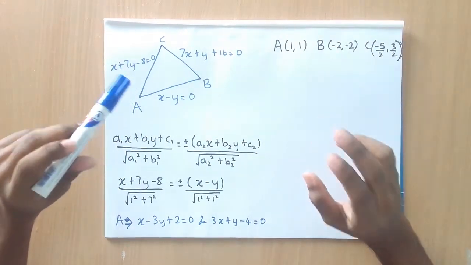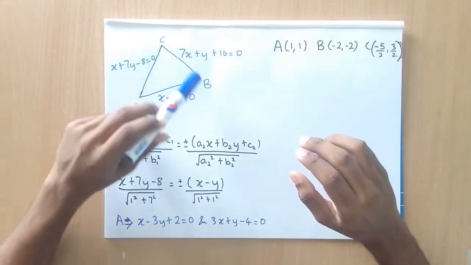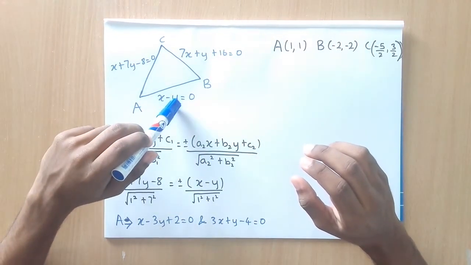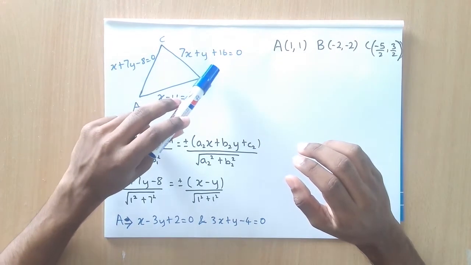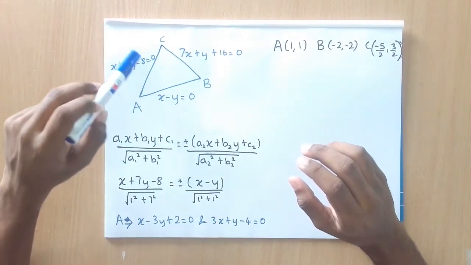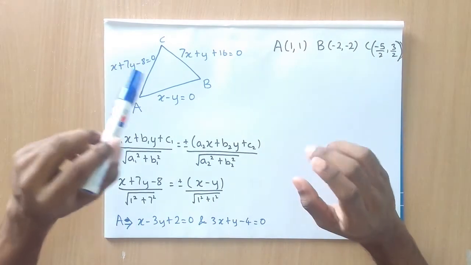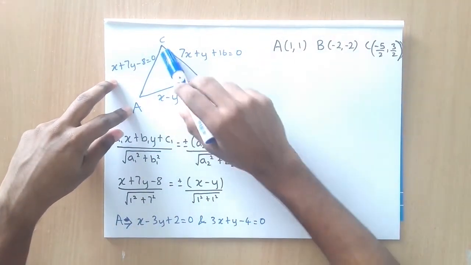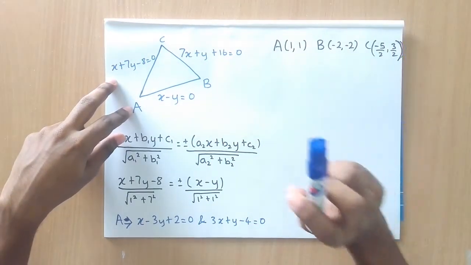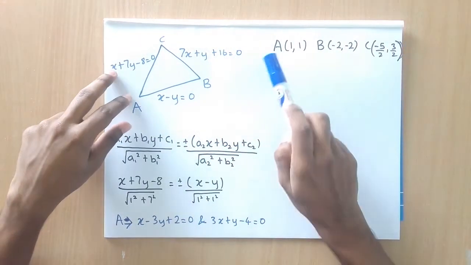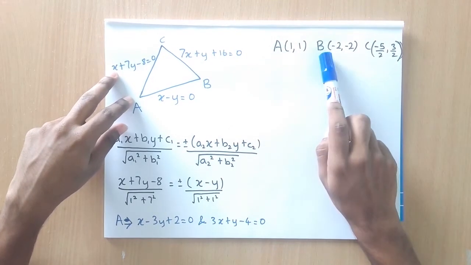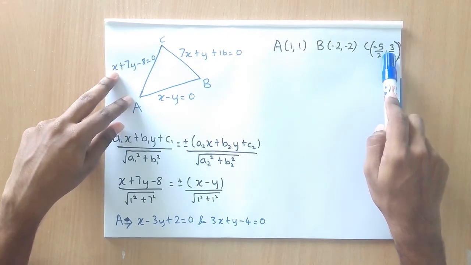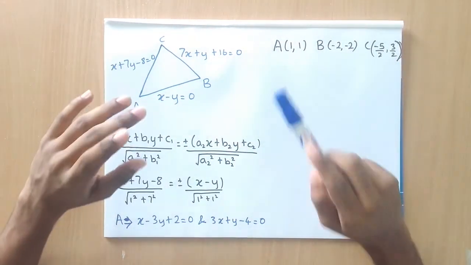For those who have already learned those topics, have a look at this triangle ABC. The equations of the sides are x minus y equals 0, 7x plus y plus 16 equals 0 and x plus 7y minus 8 equals 0. Since we know the equations, we can find the coordinates of A, B and C. Click this info card to learn how. So the coordinates of A is (1, 1), B is (-2, -2), and C is (-5/2, 3/2). Now we need to find the incenter.